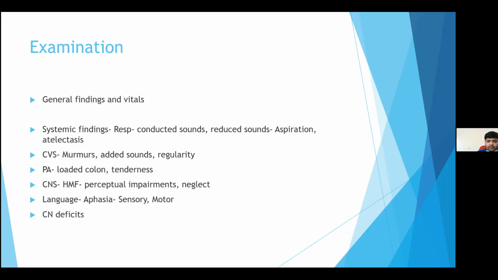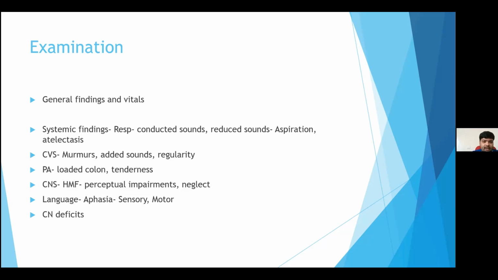So in patients with stroke in the acute period, you need to be careful about their vitals as well, because they will also have other comorbidities. The blood pressure might not be controlled. You may have somebody with aspiration, so you'll have high respiratory rate, saturation may drop. So in the acute period, you need to look at these aspects.